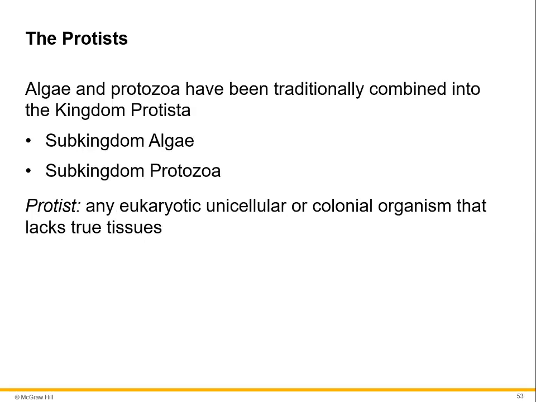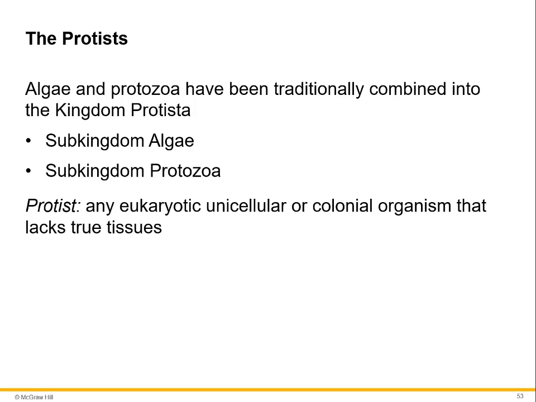Traditionally, the protists have been combined into the kingdom Protista, but now there's a couple of subkingdoms called algae and protozoa. They would put them into these subkingdoms of the algae, which are plant-like, and the protozoa, which are animal-like. But now they're in supergroups. There's about 6 supergroups that are bigger than a kingdom, and the algae are now combined with the same supergroup as plants, and the protozoa are in the same supergroup as some of the animals.